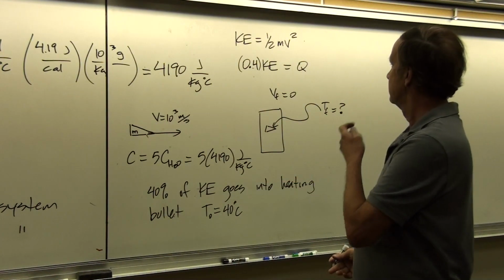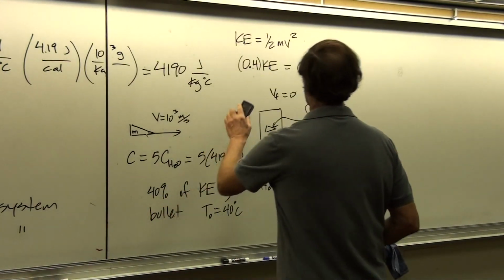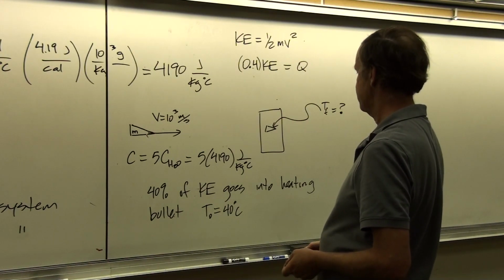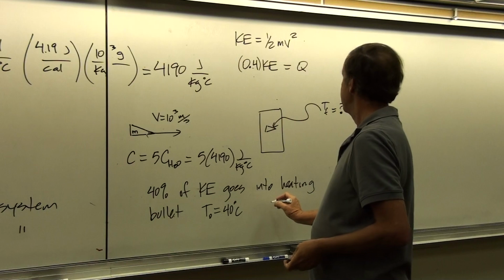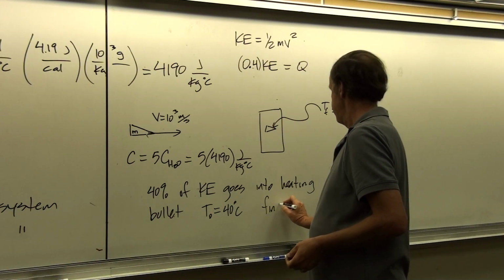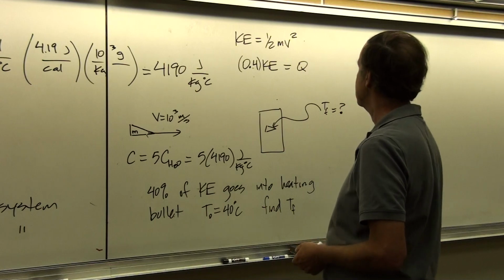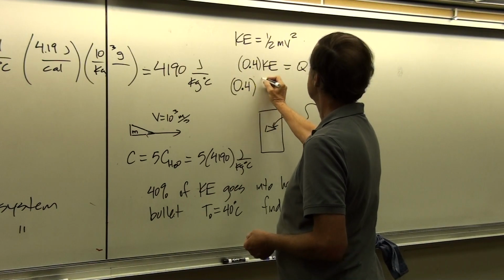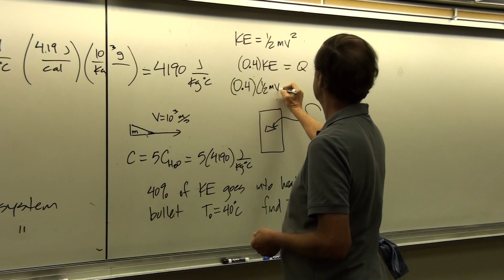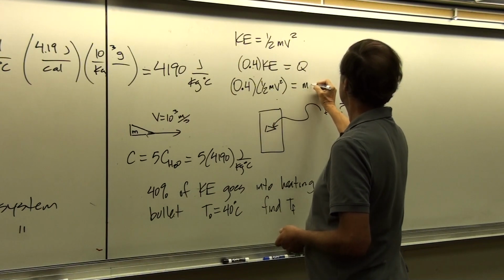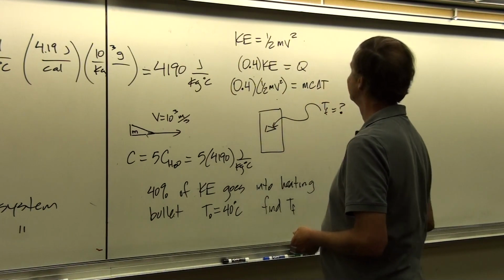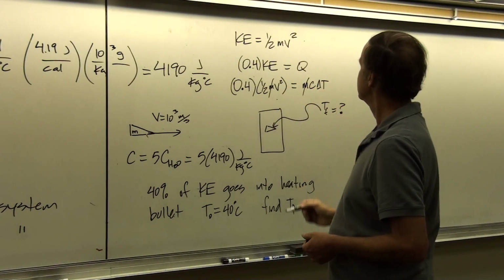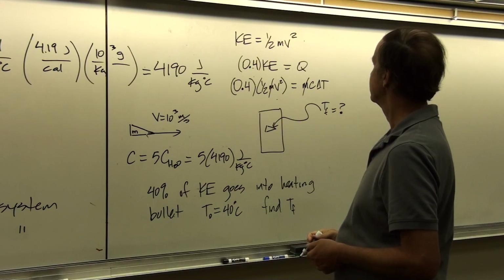Right? So we say, well, wait a minute, we don't even know what the mass is. Well, it turns out if we just want the final temperature, then the mass is going to cancel, which means the result won't depend on the mass. So we'd have 0.4 times 1/2 mv squared equals mc delta t. Okay, so that's what we have. And the masses cancel out, so the result would be independent of the mass for this particular example.